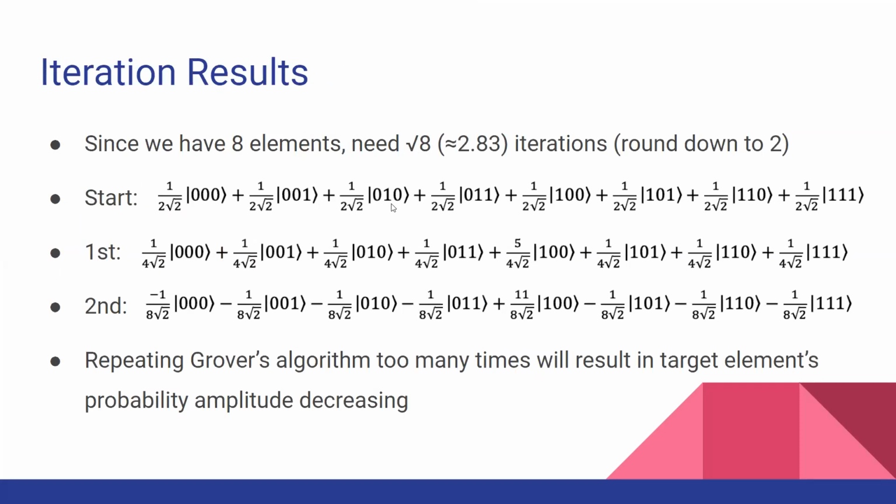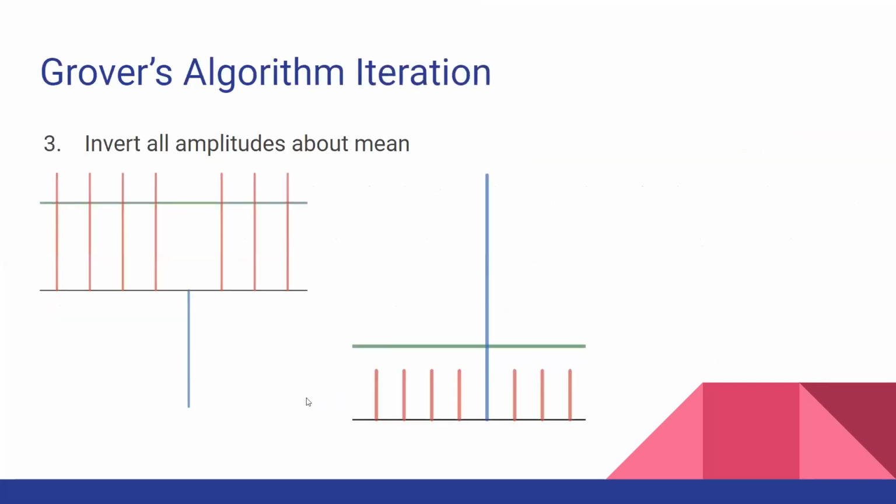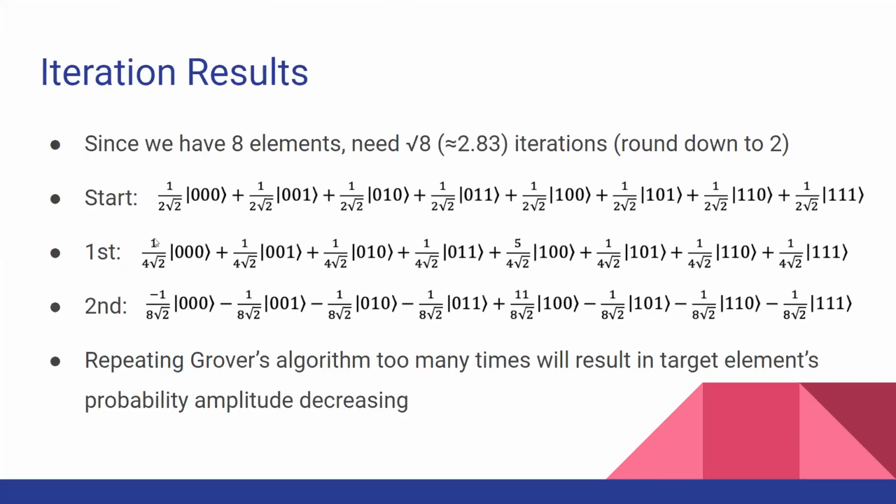So at the start, we had this state with all the probabilities being equal. After the first iteration, which is this diagram here, we see that the probability amplitudes of all the other elements are now 1 over 4 root 2. So they're a lot smaller. However, the probability amplitude for measuring 1, 0, 0 is now 5 over 4 root 2. So it's significantly higher that we measure 1, 0, 0.